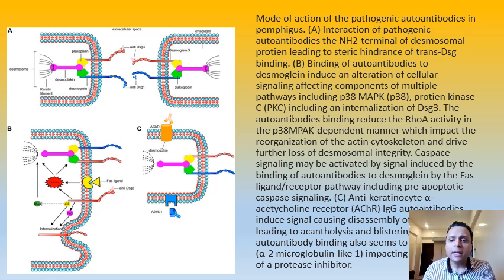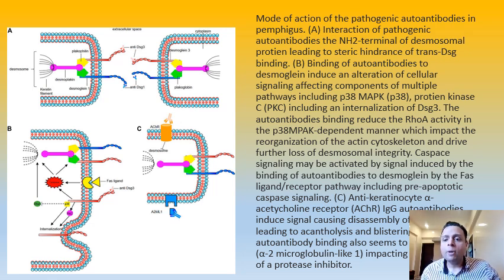So now this is the P38 MAPK pathway, which has come up as an important pathway, which I told you. Binding of autoantibodies to the desmoglein induces an alteration of cellular signaling components also. So now they are producing drugs which are targeting P38 MAPK. P38 MAPK protein kinase, including internalization of DSG3. The autoantibody binding reduces the RhoA activity in a P38 MAPK dependent manner, which impacts the reorganization of actin cytoskeleton, because this pathway is finally leading to a problem in the organization of actin cytoskeleton. Okay, and drives further loss of desmosomal integrity. So this is a new theory coming up.